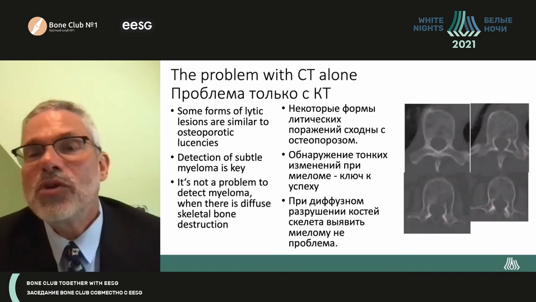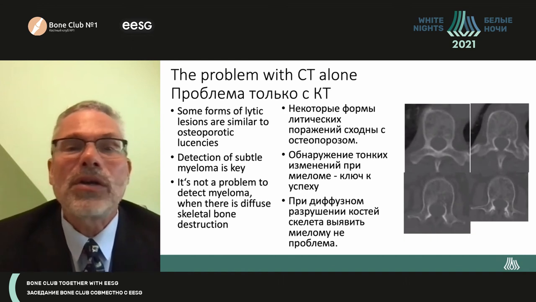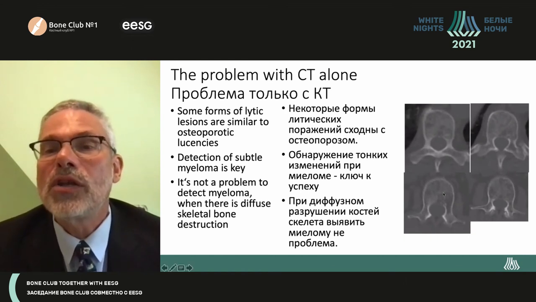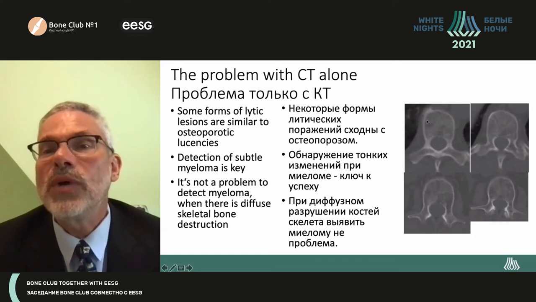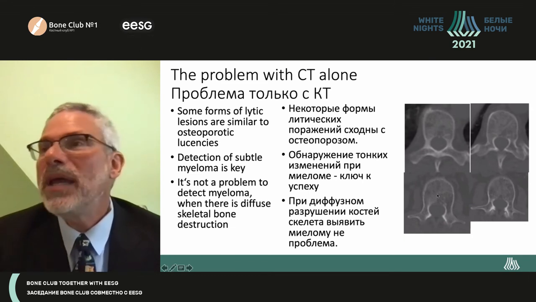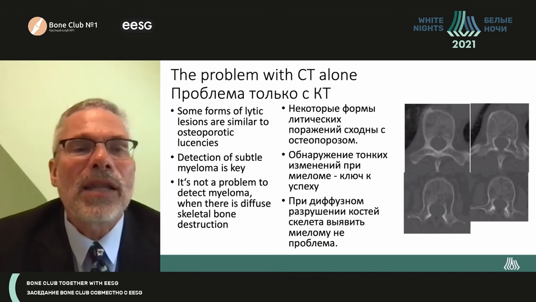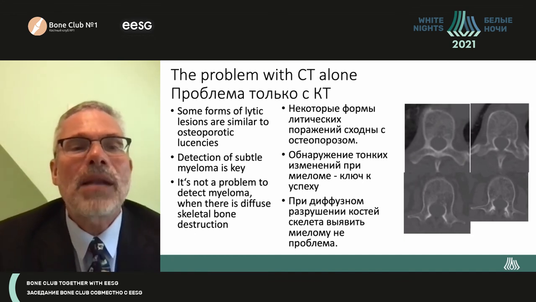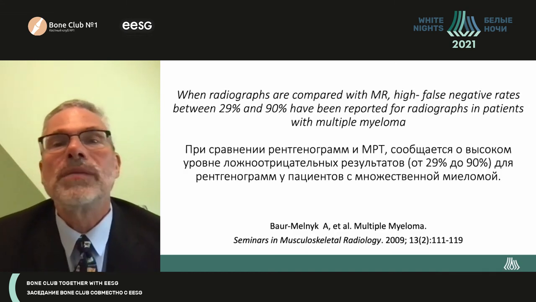Now, there is a problem using CT alone. Some forms of lytic lesions are similar to normal osteoporotic lucencies that we very commonly see. And if we chase down these types of lytic lesions on every patient, this is all we'd be doing, because these types of lytic lesions are very, very common in patients aged 50 and above. Detection of subtle myeloma is the key. It's not a problem to detect myeloma when there is diffuse skeletal bone destruction.